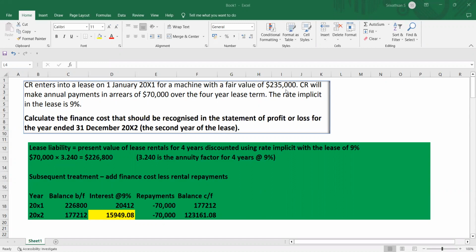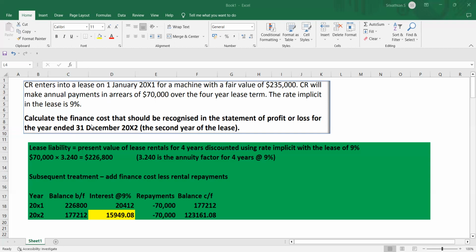a fair value of $235,000. CR will make annual payments in arrears of $70,000 over the 4-year lease term. So this is a case where we make payments at the end of each year, because in the question they have clearly told that payments are in arrears and the lease term is for 4 years. The rate implicit in the lease is 9%. So the implicit rate is directly given. We don't need to go for the incremental borrowing rate and all.